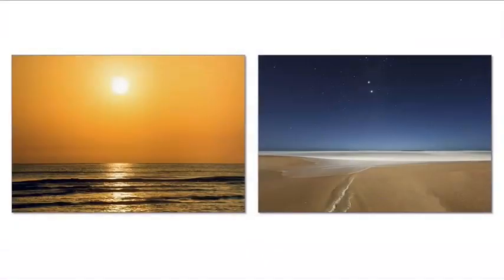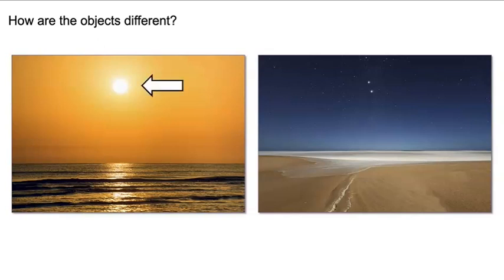Look at these two photographs of the sky. Now, closely observe the objects in the sky in each of these photographs. How are the objects different? Well, the object in the first photograph is the sun, and the objects in the second photograph are stars. Do you notice that the sun is bigger and brighter than the stars? I noticed that too. How are the objects similar?